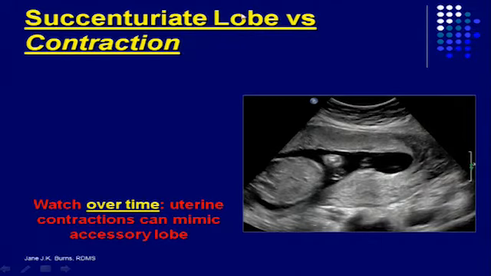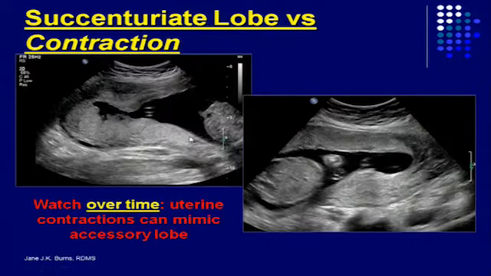So key with these succenturiate lobes versus contractions, watch over time. If it's a contraction, it's going to go away. A contraction can mimic a fibroid, it can mimic a placenta previa, it can mimic an accessory lobe of the placenta, so just watch it over time. Because this was just a contraction. This was just a contraction.